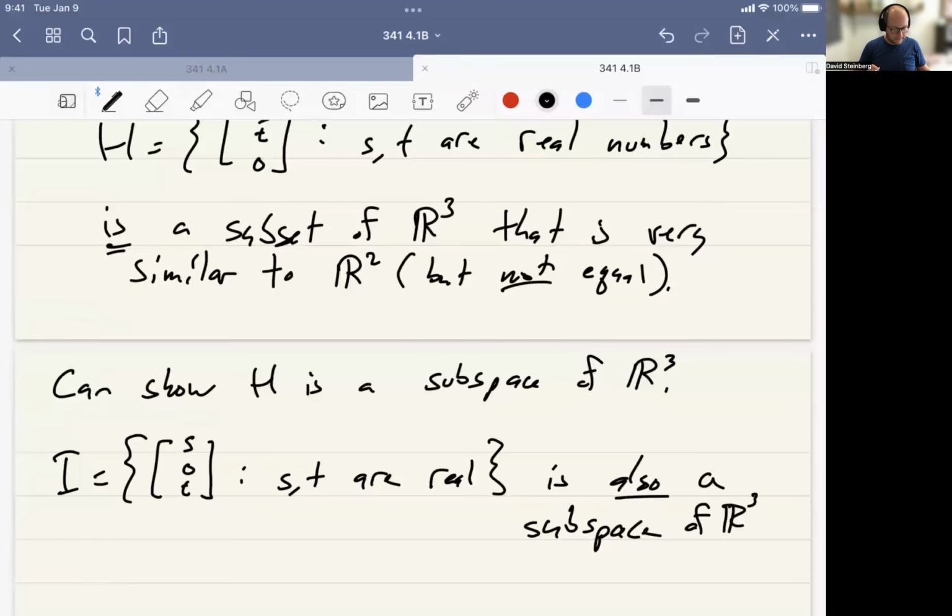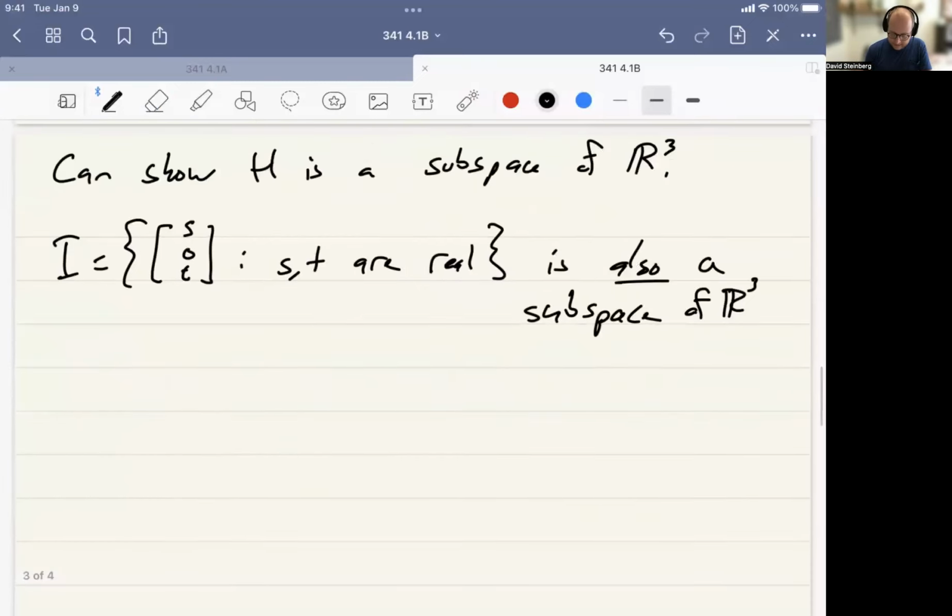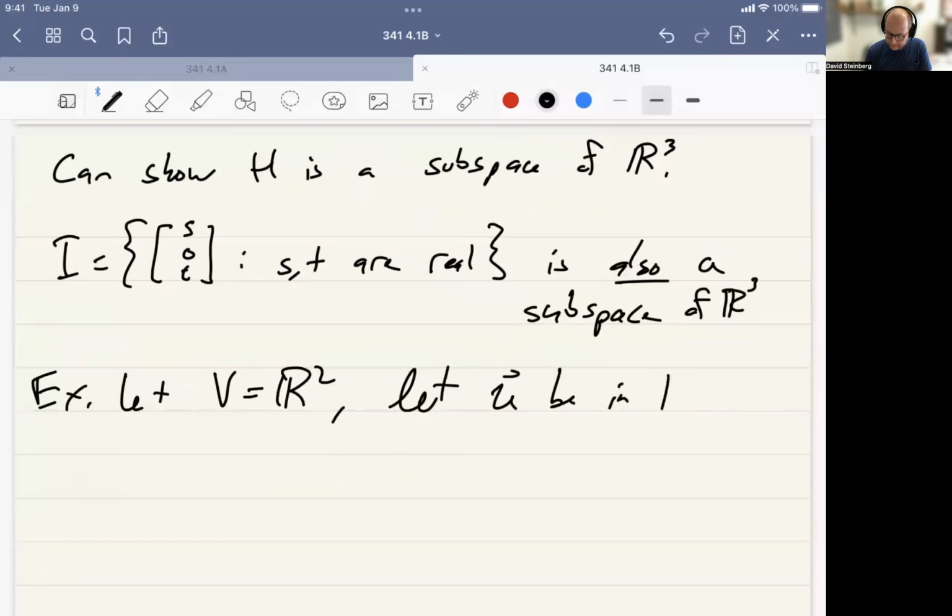Okay, let's do a more careful example. Let V be all of R2. We'll let u be in V, and we'll let H be every multiple of u.